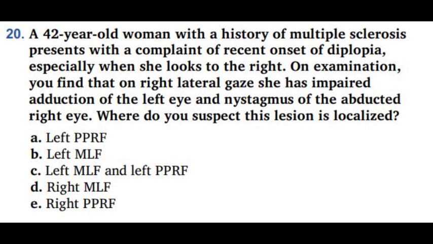So, which eye cannot adduct here? That is her left eye. So, her left eye cannot adduct, and that is where we have the MLF lesion. So, the right eye is undergoing nystagmus, but why? Let us do a little explanation here.